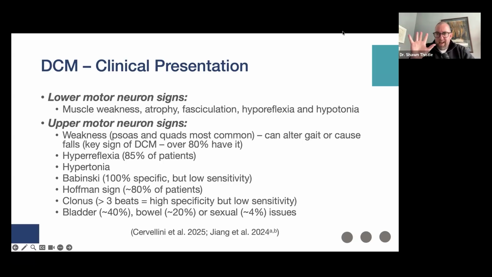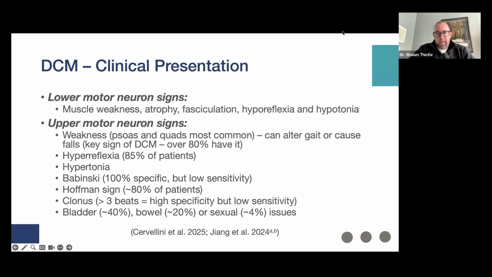If they have splaying or abnormal response in their foot, that's a Babinski. If they don't, please record it as plantar response is normal. Because if we have to do a file review or if a lawyer gets their hands on it, they might confuse what you meant there. Then there's Hoffman sign. I'll show you that in a moment.